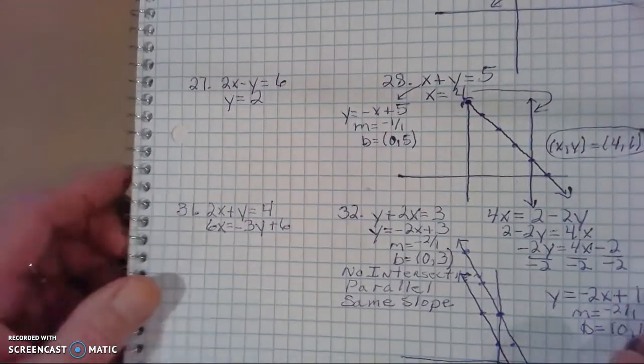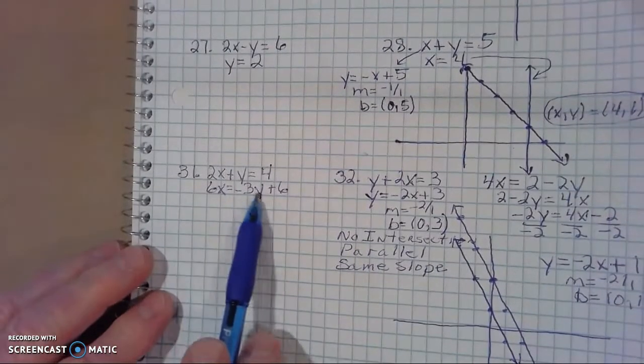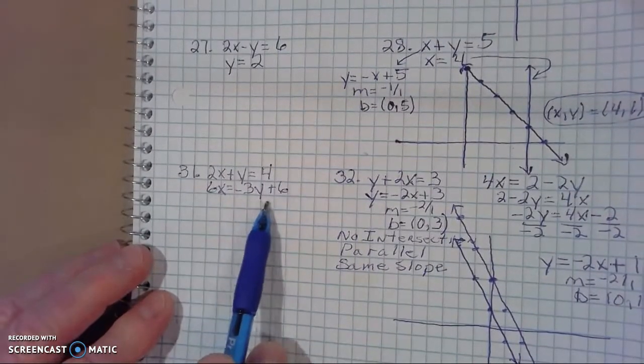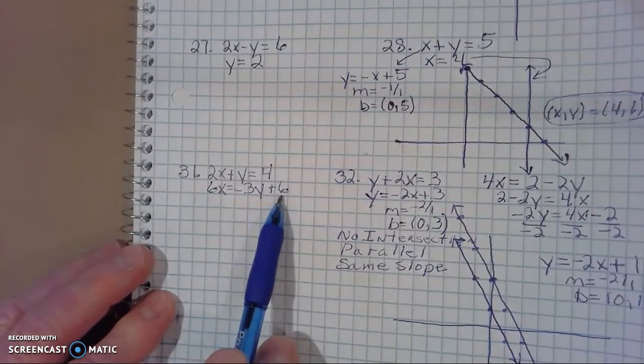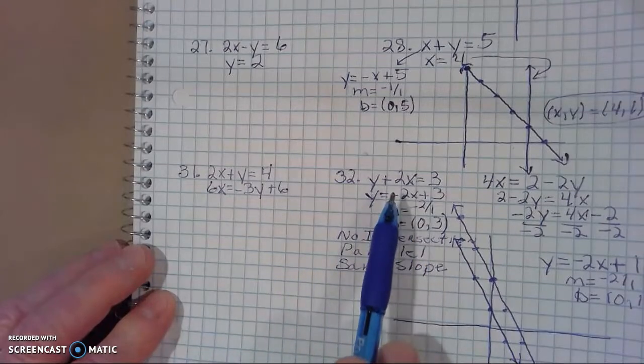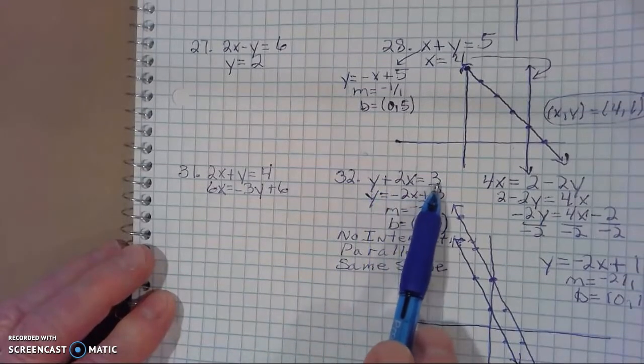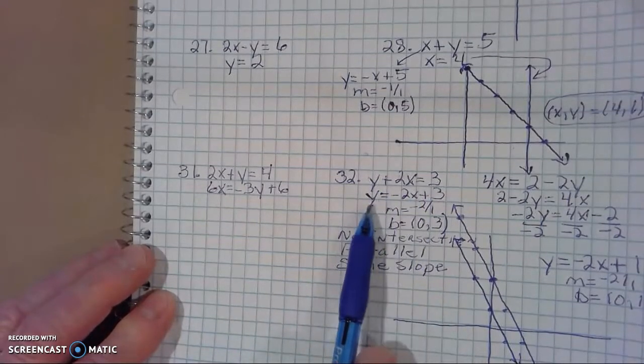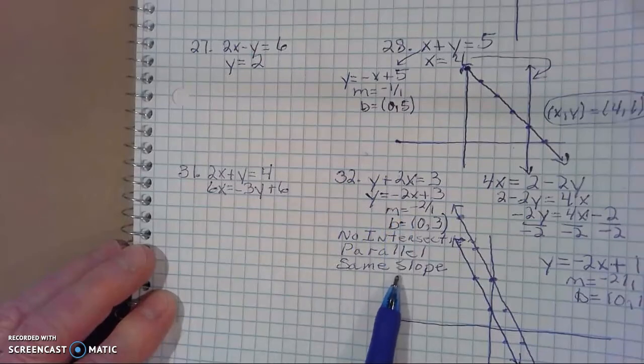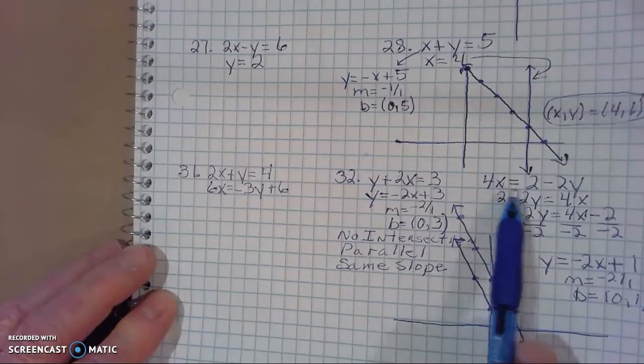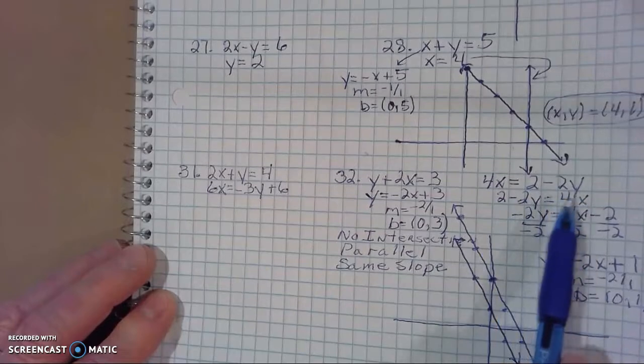31. 2x plus y equals 4, and 6x equals -3y plus 6. 32, y plus 2x equals 3. Remember, get the y by itself and work it out. The work is shown here. Second equation, 4x equals 2 minus 2y.